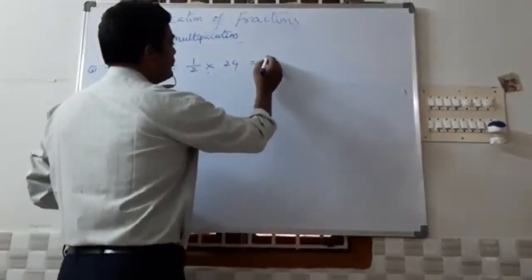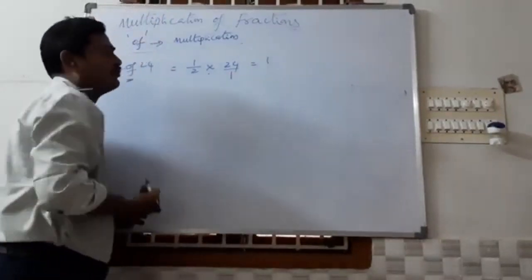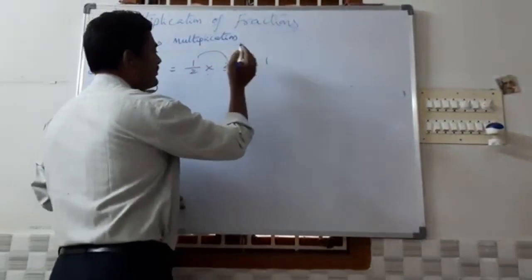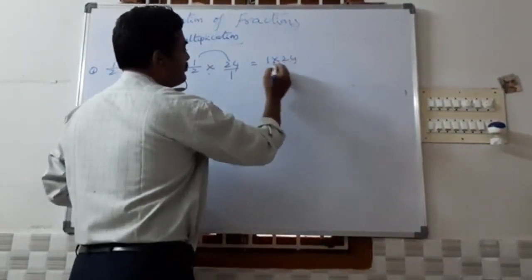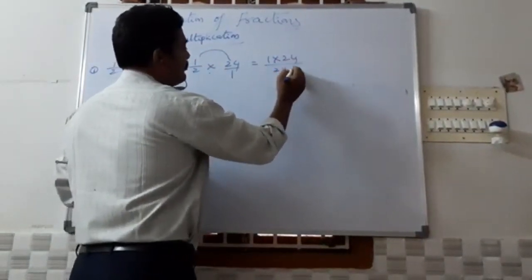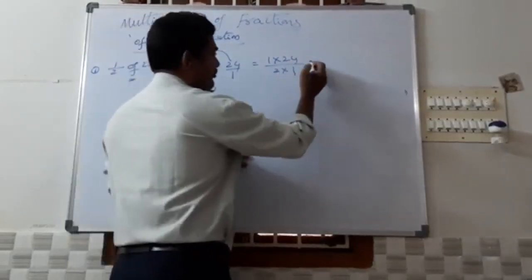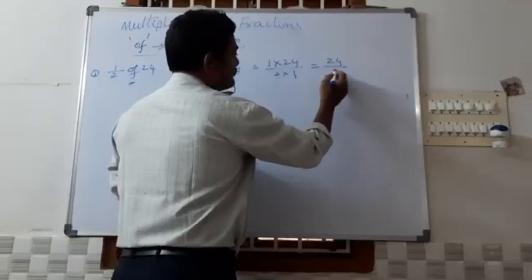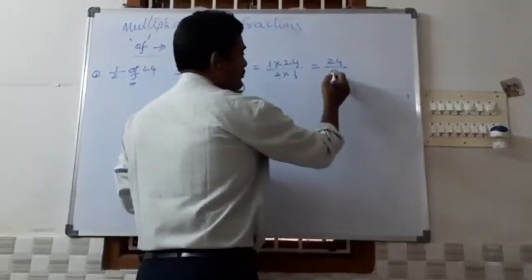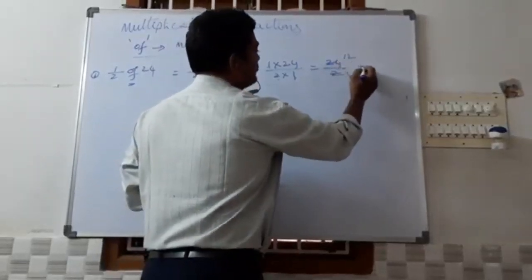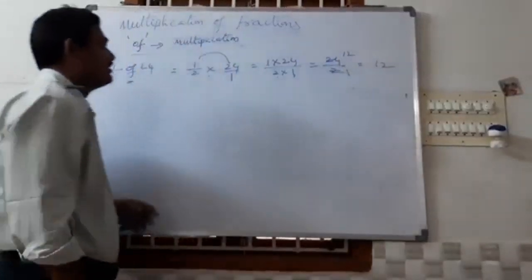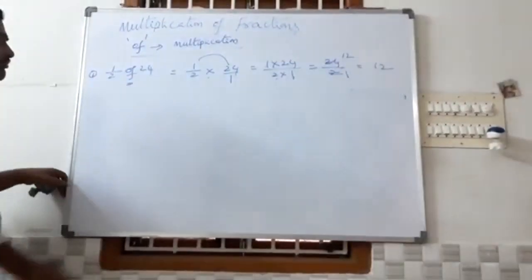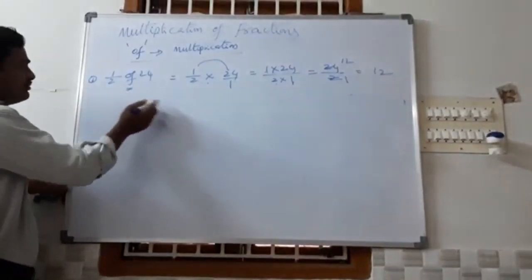Here, no denominator means we can take it as 1. Now the numerators are 1 into 24 by the denominators 2 into 1. 1 twenty-fours are 24, 2 ones are 2. That means 2 twelves are 24. So the answer is 12. So 1 by 2 of 24 equals 12.